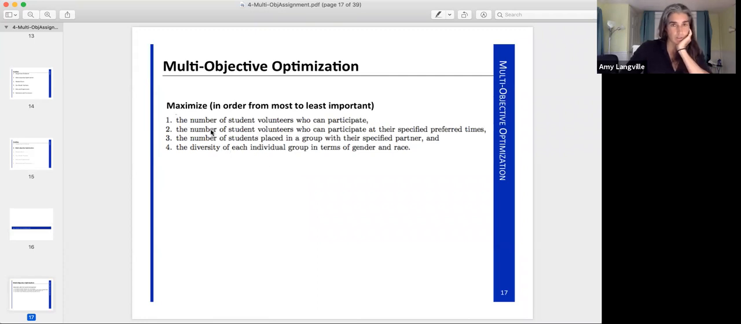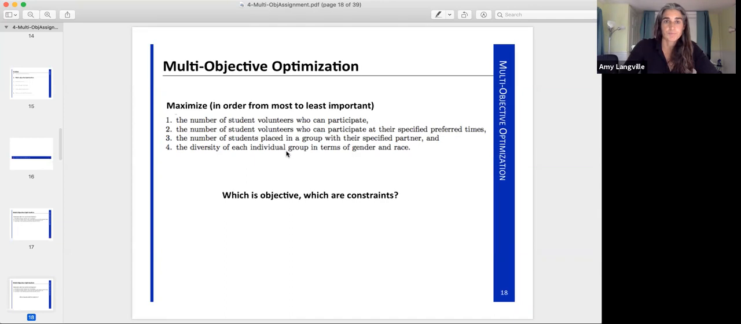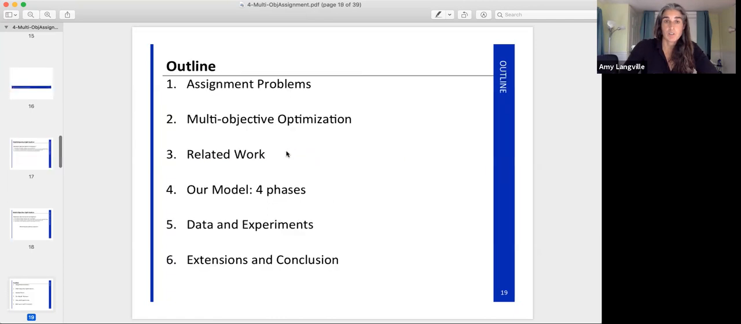So the Davidson officer said these are the things they'd like to maximize, in order of most to least important. Number one, they wanted to see how many Davidson students they could put in the program to volunteer. Number two, they'd like to make the Davidson students happy, so they were participating at their preferred times. Number three, it'd be great if they could get their preferred partner. And number four, it'd be really great if the middle school saw that Davidson was more diverse than maybe they thought. They don't want to send 4 white males if there's a way to make the group diverse. All right, so we had many objectives to meet and many constraints.